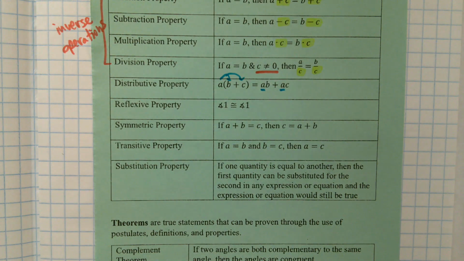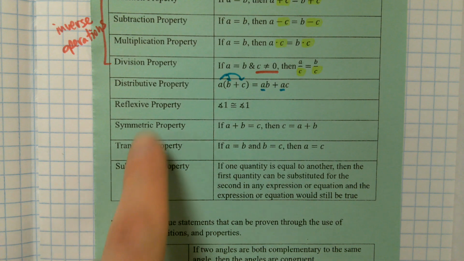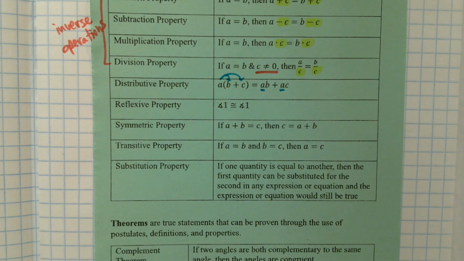This one is my favorite right here. Can I get a volunteer to read out the reflexive property for me? Yeah, Tia? Angle 1 is equal to angle 1. That's right. Angle 1 is congruent to angle 1. Why do we have that?